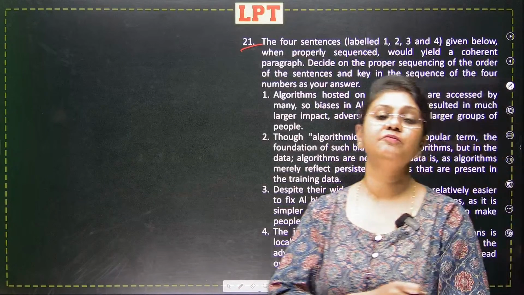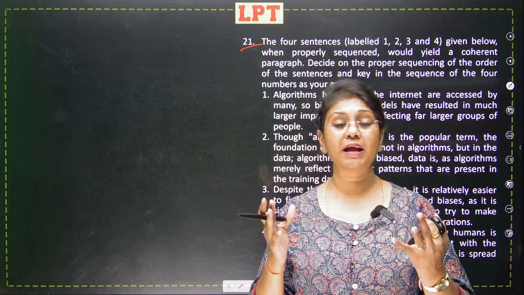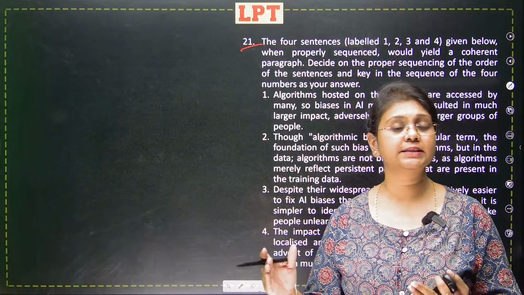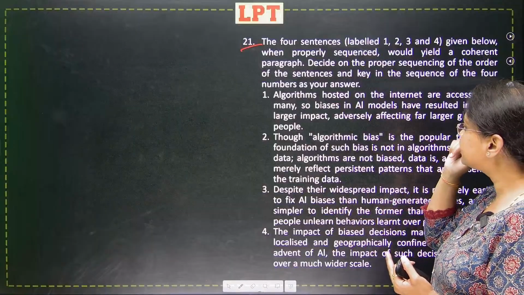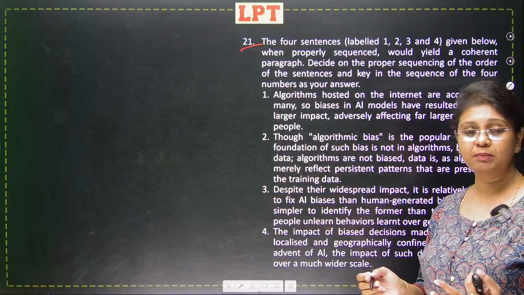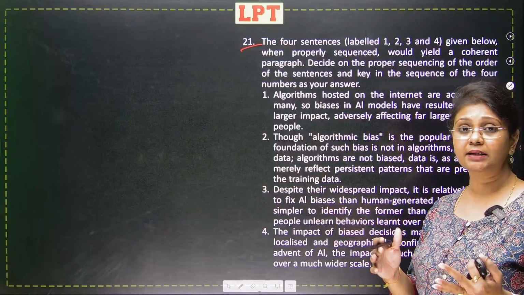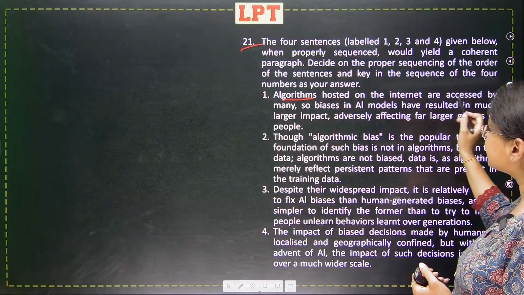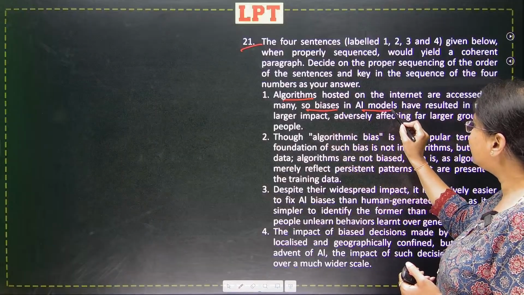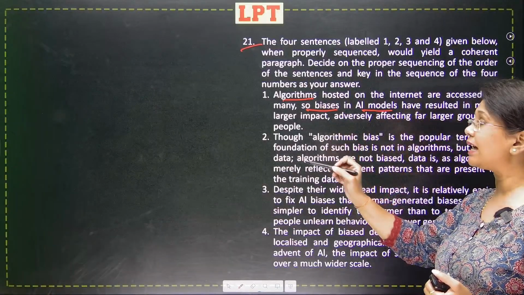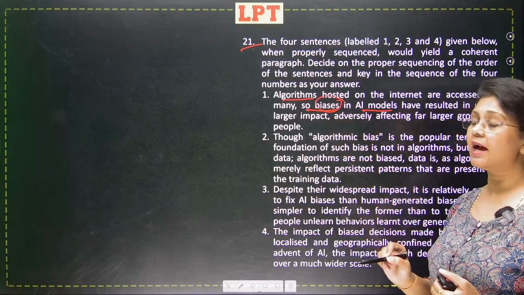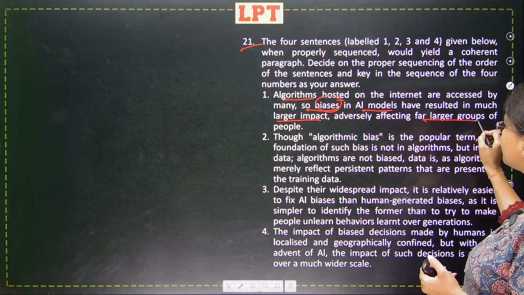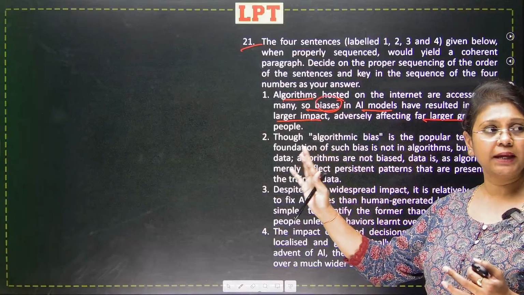Okay, let's try and figure out how to solve this question by using the fundamentals of parajumbles and understanding what are the process to arrive at a coherent sequence here. So let's read out the sentences first. Let's try to identify the opening statement while we are reading these sentences and try to identify the mandatory pairs. So it says algorithms hosted on the internet are accessed by many, so biases in AI models have resulted in much larger impact. So it talks about the biases in AI models and their impact. So you have larger impact adversely affecting far larger groups of people here. So of course the idea is clear, we can keep it aside.